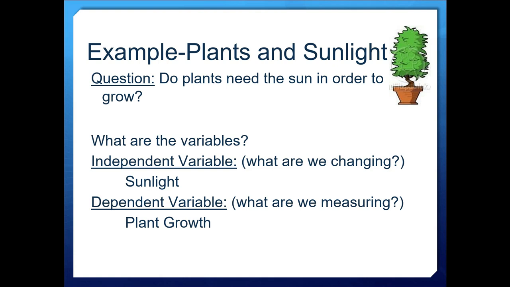So the independent variable doesn't rely on anything else. It's the cause. And then we see what the effect is. What happens to the dependent variable? Plant growth. Very difficult concept.